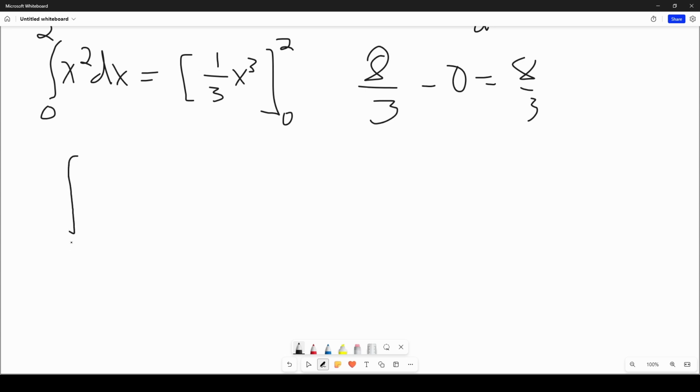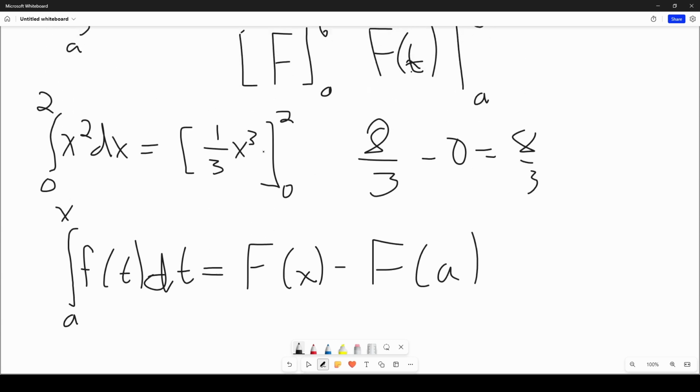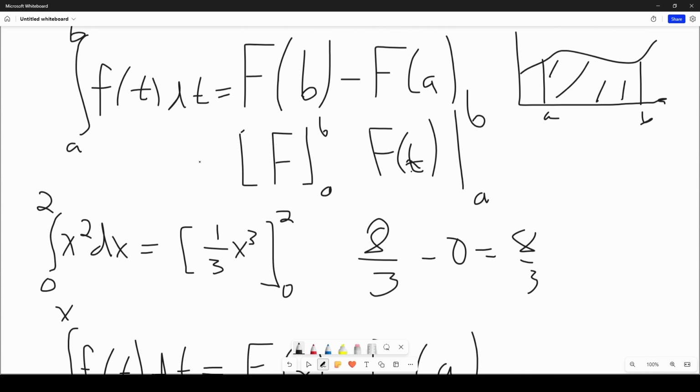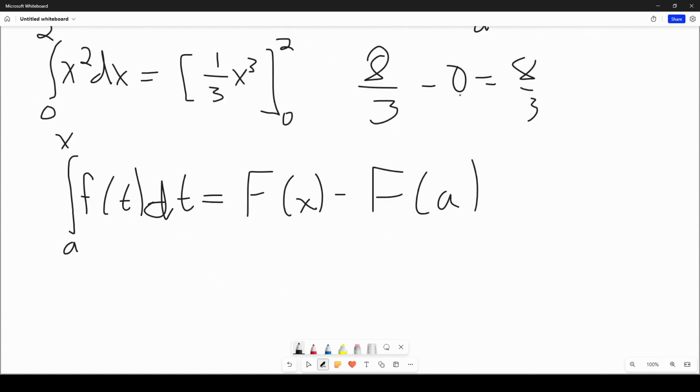If we take the integral from a to x of f of t dt, using the second fundamental theorem, well, this is just F of x minus F of a. Right? That's exactly what the second fundamental theorem says. It says, take the top thing, subtract the bottom thing. So that's what I did.